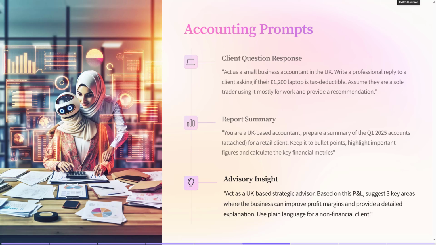So act as a UK-based strategic advisor based on this profit and loss, the same one that we've already used, suggest 3 key areas where the business can improve profit margins and provide a detailed explanation. But they're a retail client, they're not people that are versed in finances, for example, so use plain language for a non-financial client. Now, of course, I'm just making an assumption there. There's probably plenty of people in retail that are well versed in finances, but I'm just giving some context for what the output needs to be.